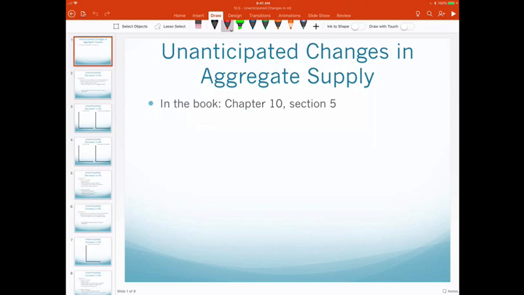In this video, I want to show two examples of changes in aggregate supply. For your reference for the book, this is Chapter 10, Section 5. One of these examples we will do in class, and then I've got an additional example just to give you some extra practice to work through, okay?